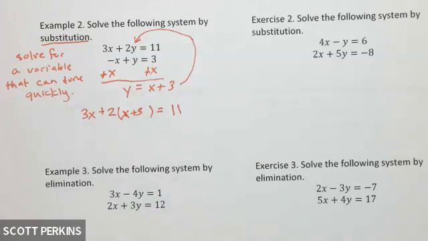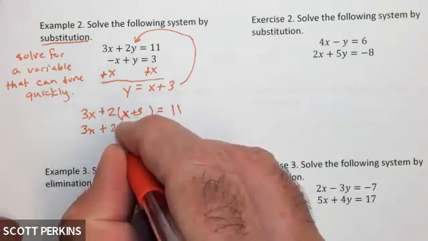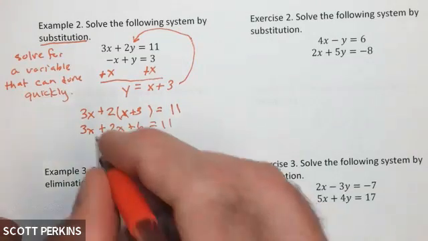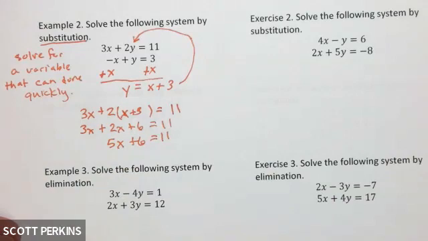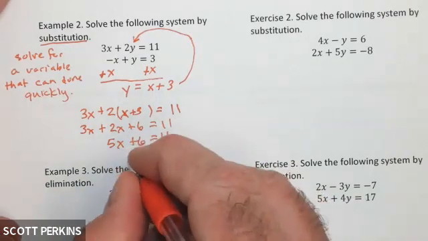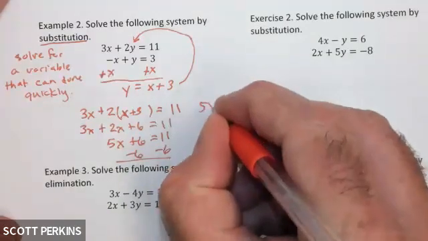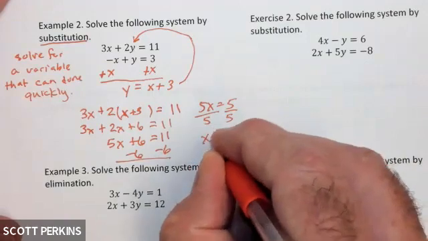Okay, this from here, this is something you can do in your sleep. You've been doing this since middle school. I'm going to solve this equation for x. So I'm going to distribute. If you have any questions, so I've got 2x plus 6 is equal to 11. I'm going to collect those like terms. So I've got 5x plus 6 equals 11. I'm going to subtract that 6 from both sides, and I've got 5x equals 5. And last but not least, I'm going to divide, and I get that the x value is 1.